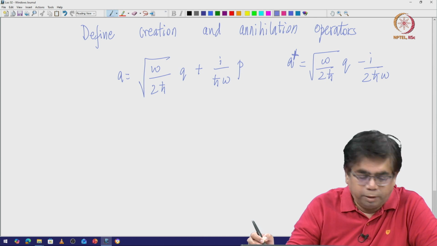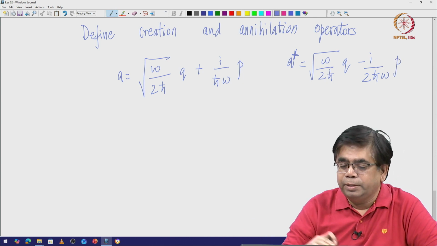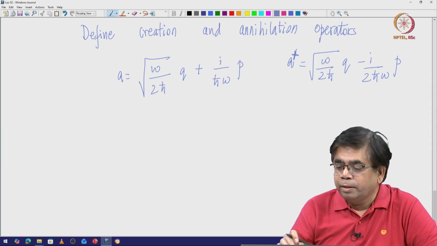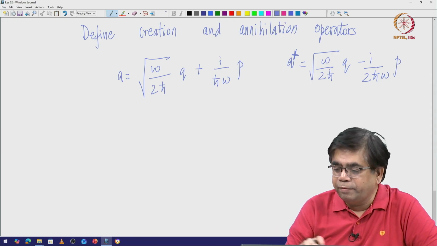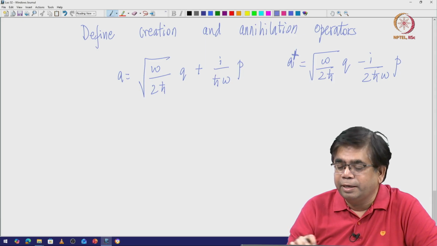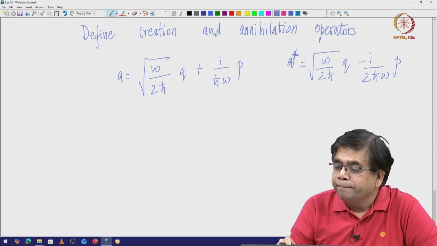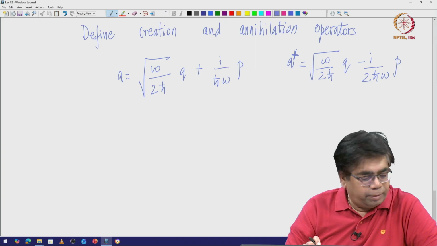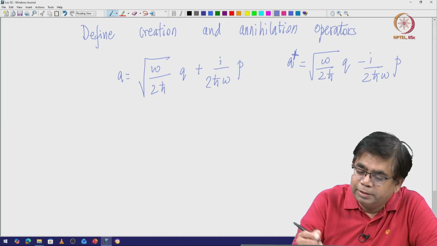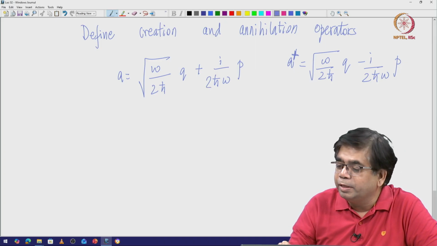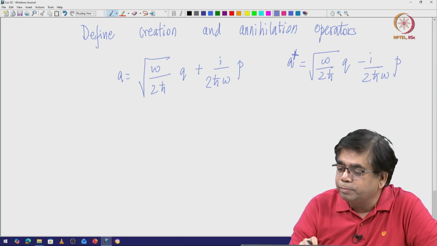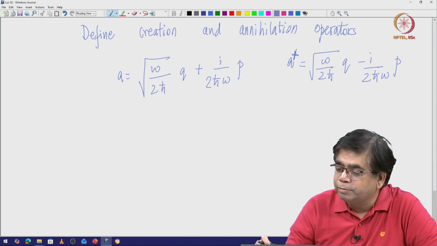H cross omega p. Now these A and A dagger are linear combinations of Q and P, with the weights given in such a way that these operators... what kind of operators are they? These are Hermitian operators and so on. I missed a factor of 2 here, so the coefficient should be the same: plus i over 2 h cross omega p, minus i over 2 h cross omega p.